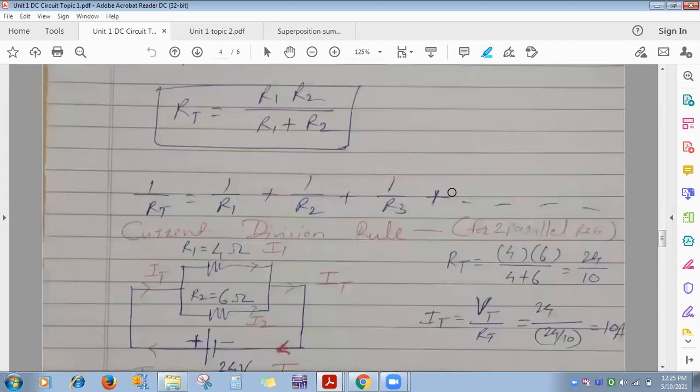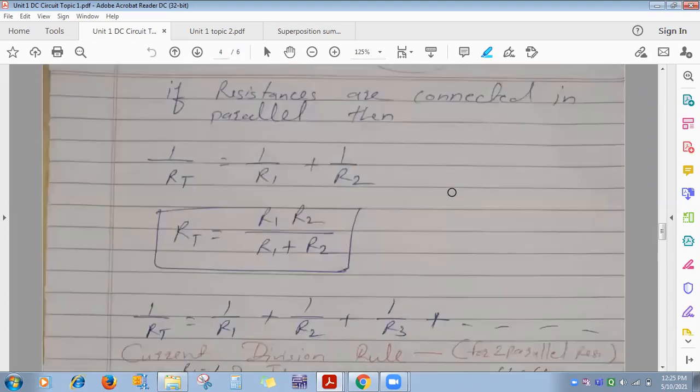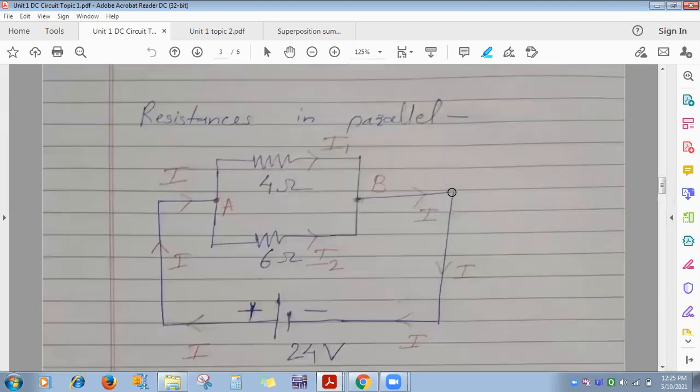First thing, when the resistances are said to be connected in parallel, the total current entering at node A is the same as the current leaving at node B, meaning I_A is equal to I_B. That is the first condition. What is the second condition? I1 plus I2 is equal to I_A is equal to I_B. If these two conditions are satisfied, then you can say 4 ohm and 6 ohm are connected in parallel.